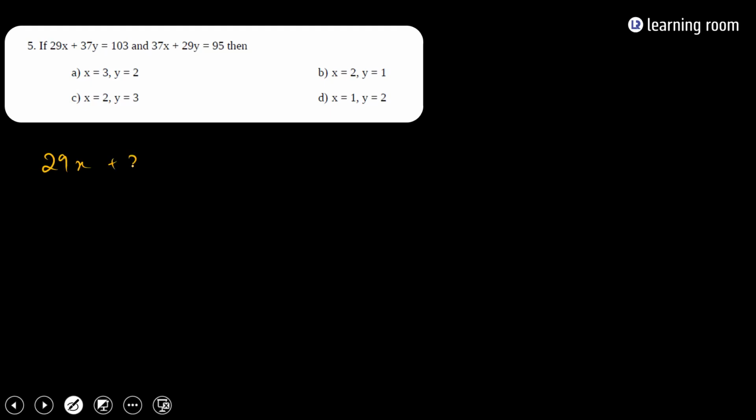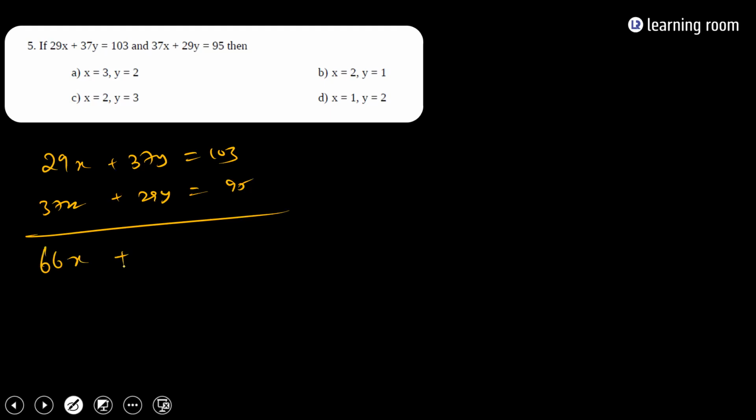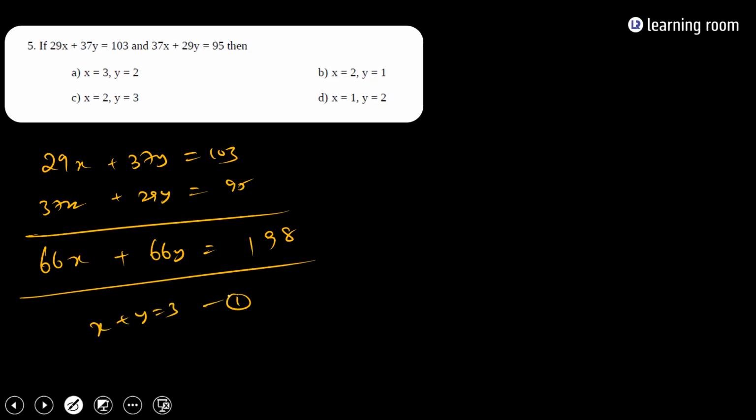So 29x plus 37y is 103. 37x plus 29y is equal to 95. When you add them, what will you get? 66x plus 66y is equal to 198. So x plus y is 3. Correct? Yes, sir.